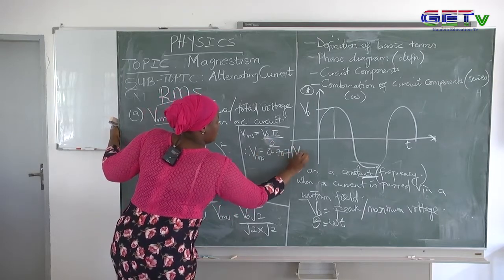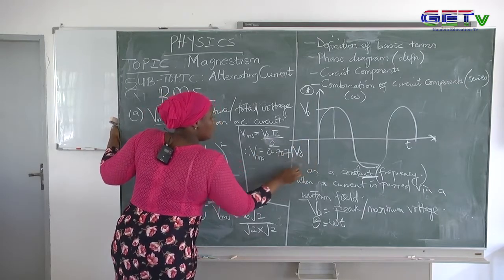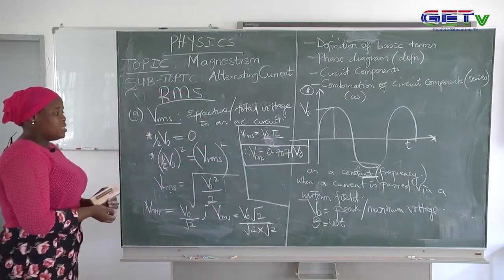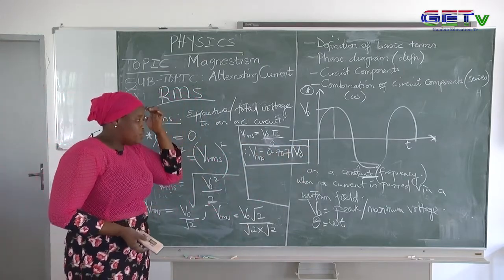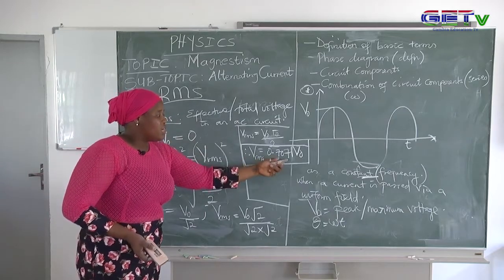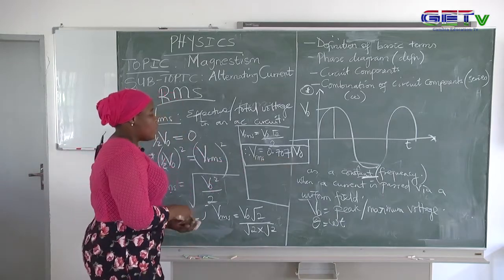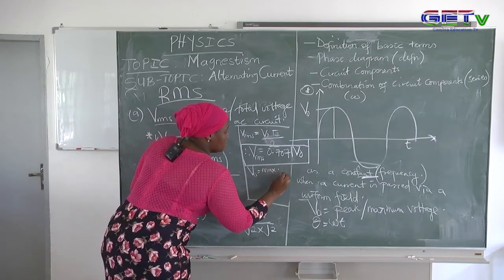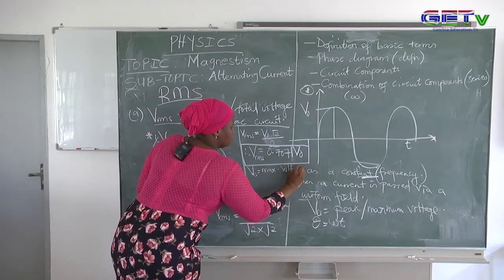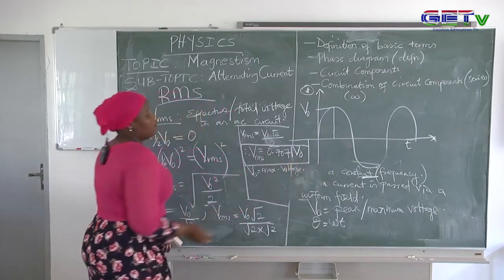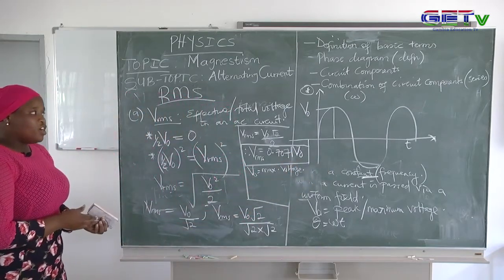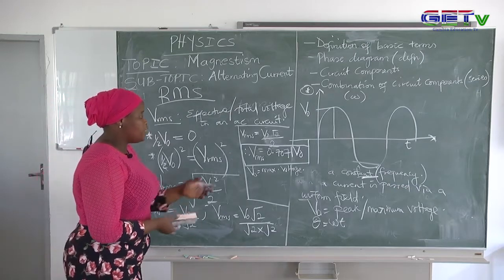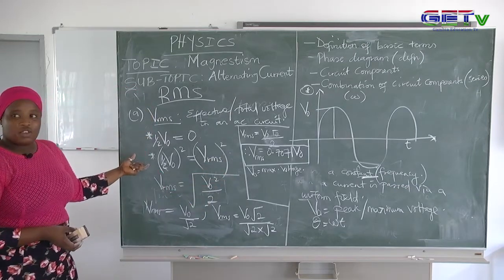Not forgetting V naught. So if you are required to calculate the effective voltage in an AC circuit, it will always be 0.7071 times V naught, where V naught is the maximum voltage. Have I communicated? V naught is measured in volts, and VRMS is also measured in volts. I hope this part is understood.